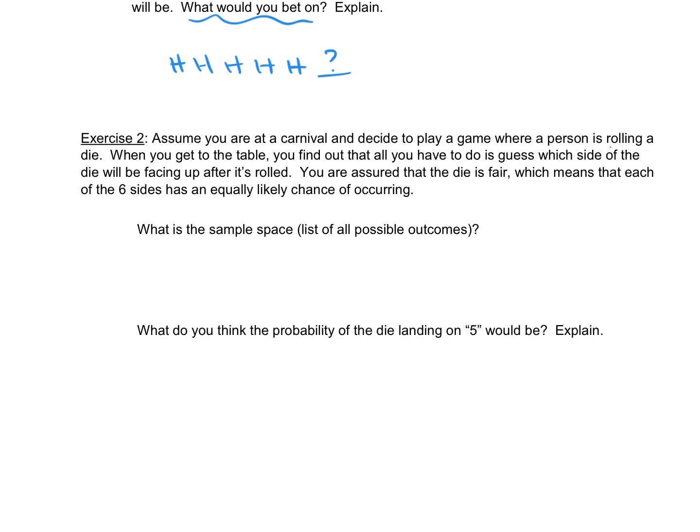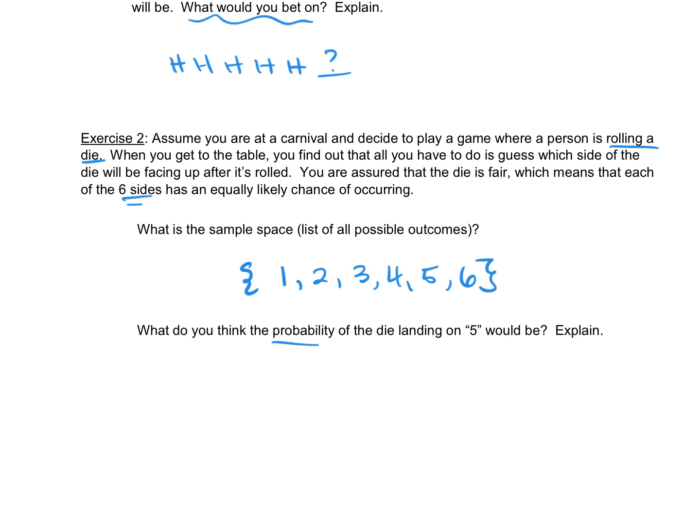This time, the person is rolling a die. When you get to the table, you find out all you have to do is guess which side of the dice will be facing up after it's rolled. Here, sure, the dice is fair, which means that each of the 6 sides has an equally likely chance of occurring. So our sample space for this is going to be all the sides. There's 6 of them, so there's 1 on one side, 2, 3, 4, 5, all the way to 6. Those are all the different possibilities.